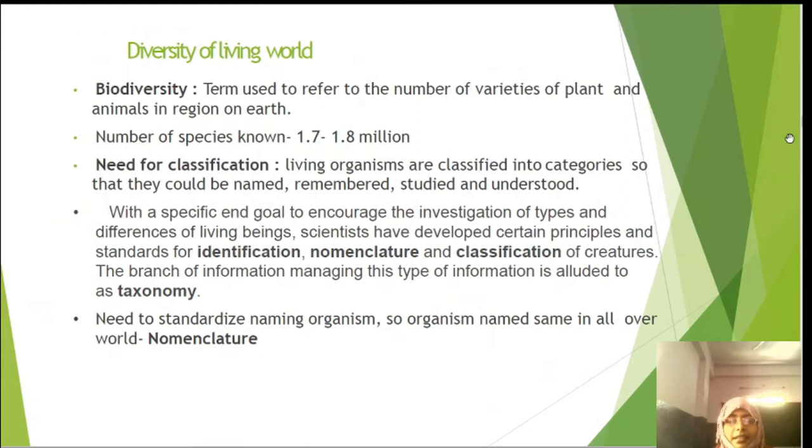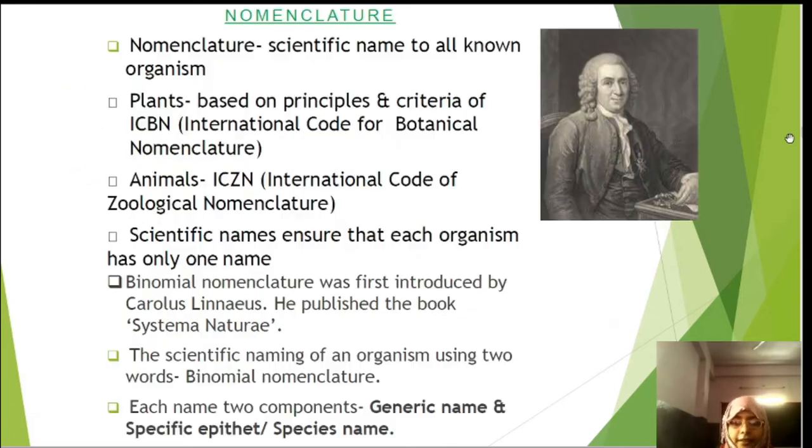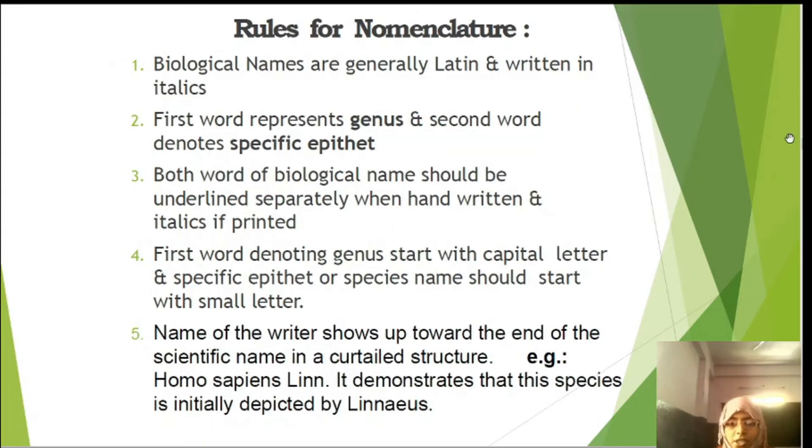Next, diversity. We have hundreds and thousands of kinds of organisms living in this world. What are the varieties of these organisms living on this earth? Until now, around 1.7 to 1.8 million species have been known throughout the world. How we classify all these plants and animals according to their nomenclature and characteristic features is being studied. Next, nomenclature was given by Carolus Linnaeus, and the rules are given by ICBN in the case of botany and ICZN in the case of zoology.